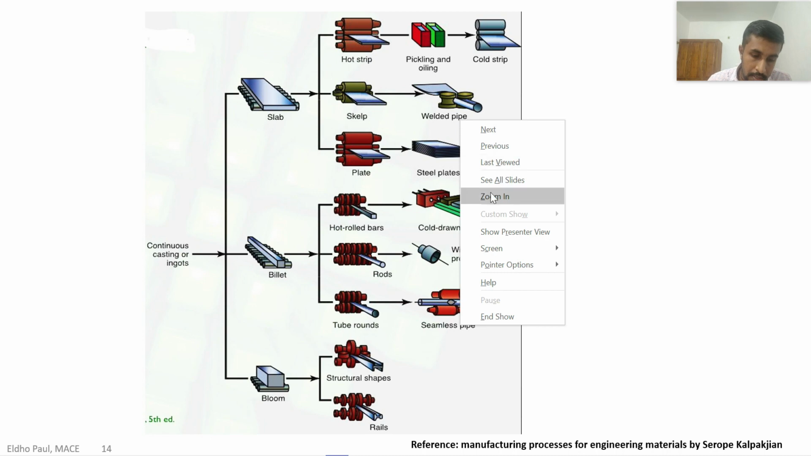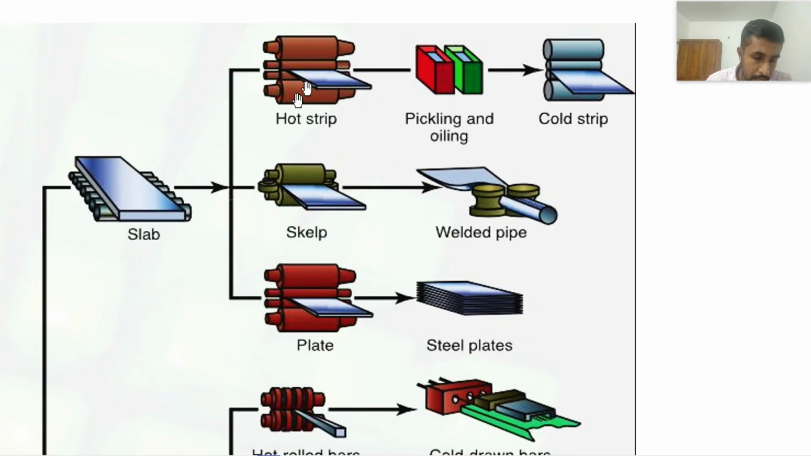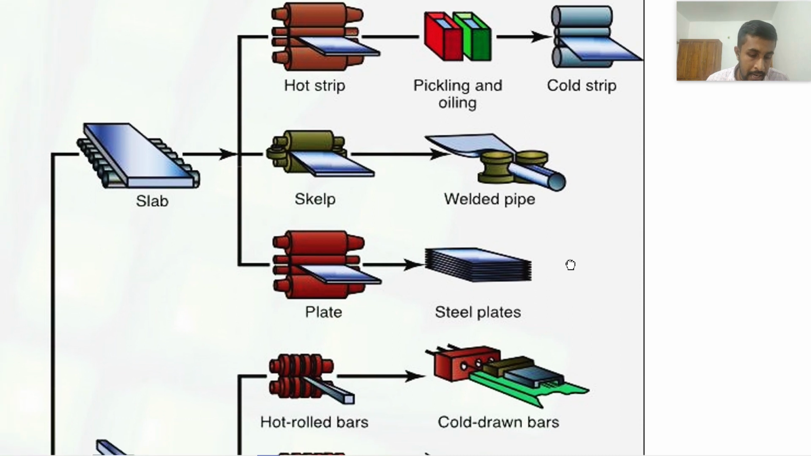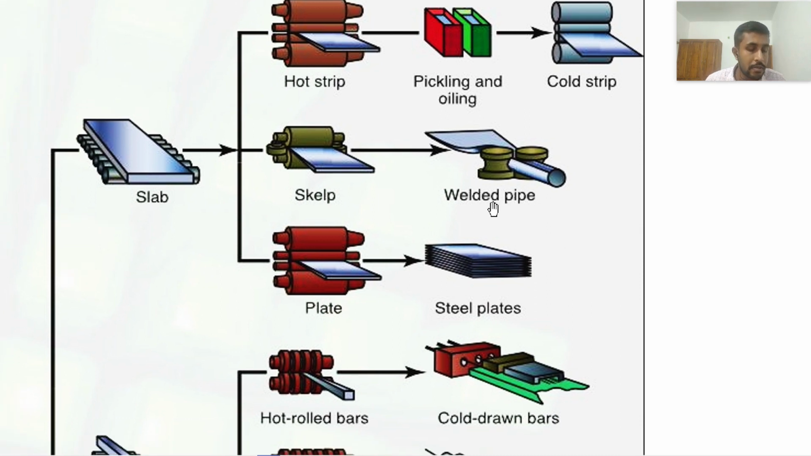See this, in this hot rolling, hot strip, using this we can create sheets, strips are developed. First we do the hot rolling process, then we do pickling and oiling for the material property change, then we do cold rolling, and finally we get a strip. And we can make welded pipes also using the rolling process.